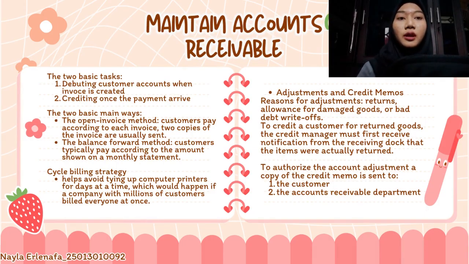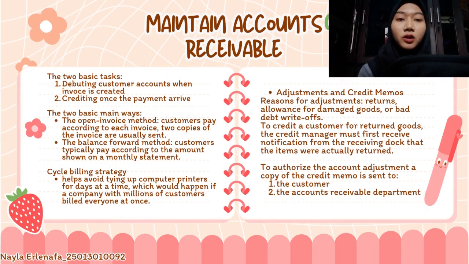So once the invoice is out, the account receivable function, which reports to the controller, takes over. They perform two basic goals. It debits the customer account when an invoice is created and credits it once the payment arrives. And they also have two main ways to manage this: the open invoice method and the balance forward method.